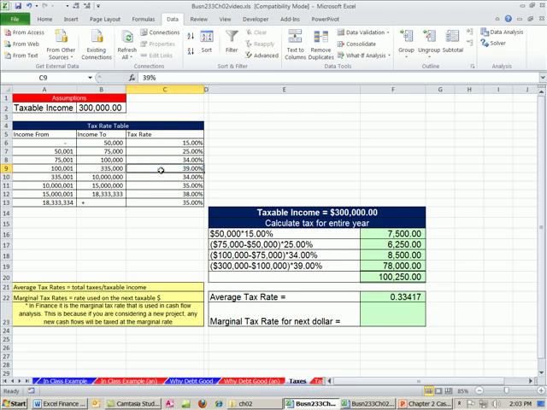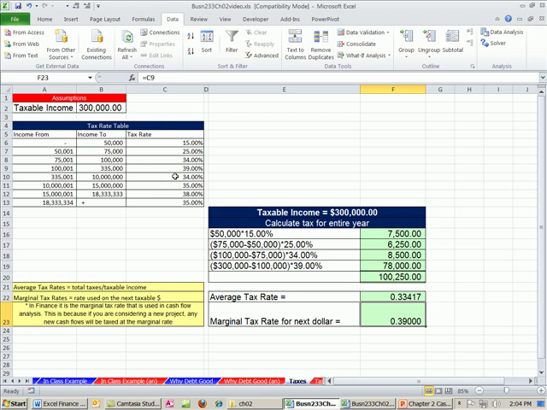It's 39. So it's actually probably not 39. It's 100K. 35,000 of it would be at 39, and the remaining 65,000 would be at 34. So you would actually have to calculate. But in essence, you always ask the question, what's the marginal rate for the next dollar? And for us, it's going to be 39. So that's the marginal rate.